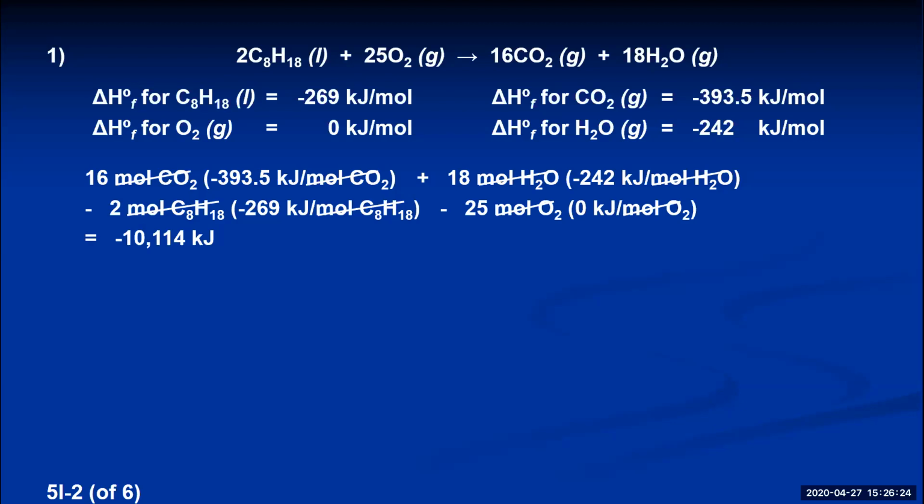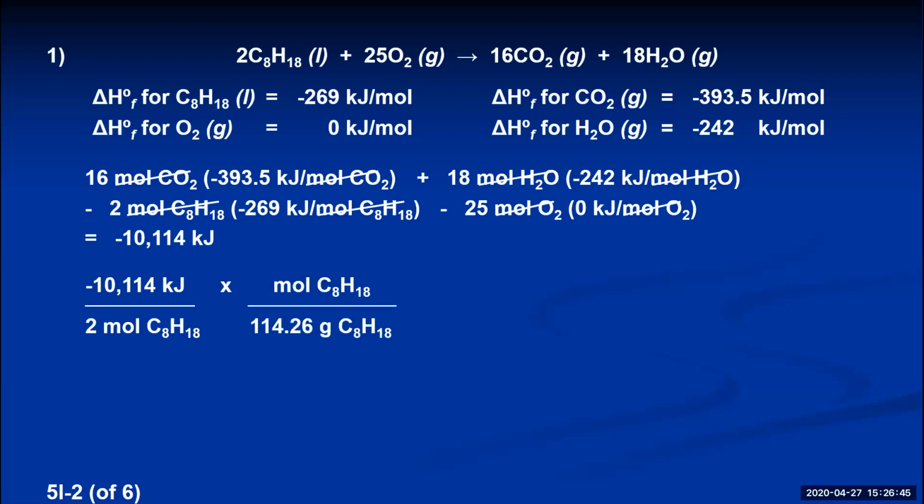This is the amount of heat released theoretically based upon the balanced equation at the top of the slide. And that equation says we are combusting 2 moles of octane. So this negative 10,114 kilojoules is the heat released per 2 moles of octane. If we wanted to convert this into kilojoules per gram, I will use octane's molar mass, and I will arrange it to make the moles cancel out. And now the units come out to be kilojoules per gram. So burning octane releases 44.259 kilojoules per gram.